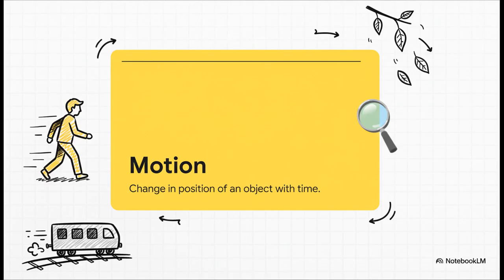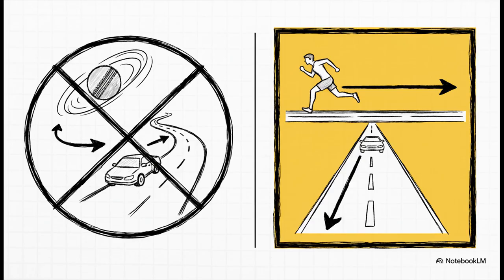Simple, right? Now look, objects can move in all sorts of crazy ways. A cricket ball spinning through the air, a car taking a sharp U-turn. But for this chapter, we're focusing only on motion in a perfectly straight line. The fancy name for this is rectilinear motion. Just think of a sprinter running the 100-meter dash, or a car on a long, straight highway. That's what we're talking about.